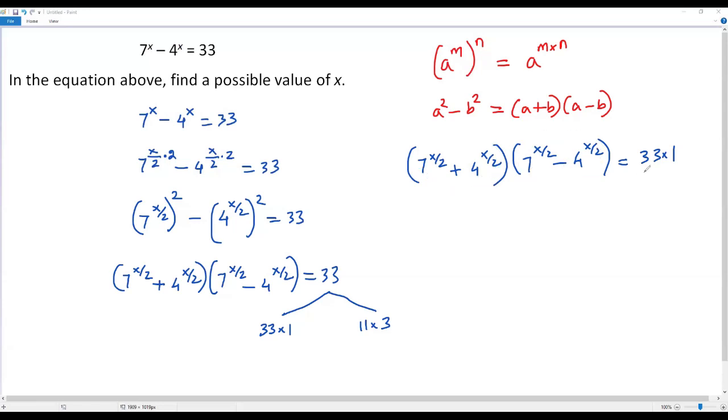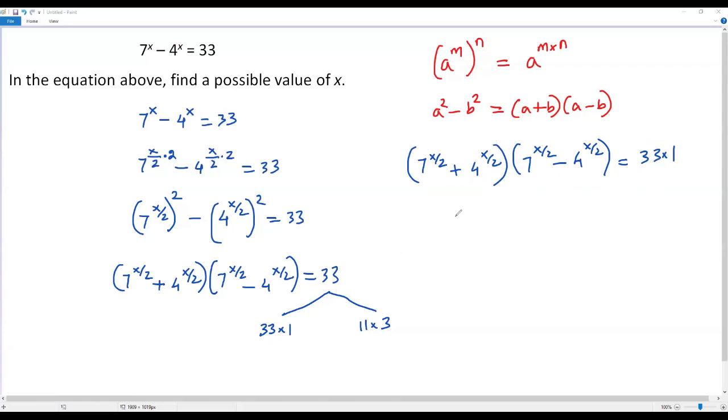On the right side also, we have a bigger number. 33 is multiplied by the smaller number 1. So we have the same pattern on both sides. A bigger number is multiplied by a smaller number, on both sides. So now what we can do is equate the bigger number on the left side to the bigger number on the right side.